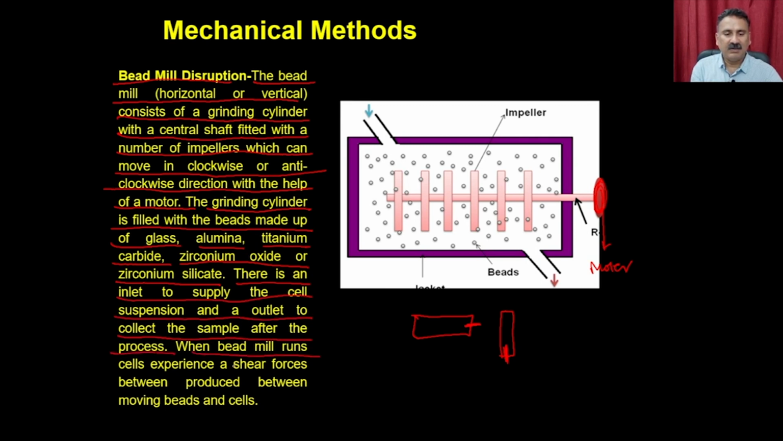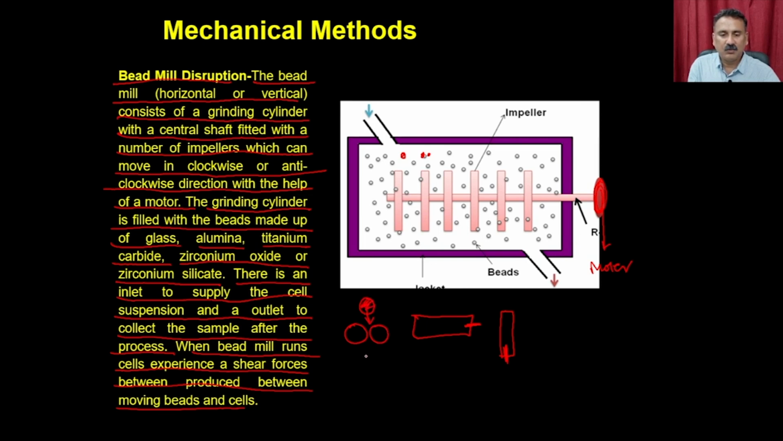When the bead mill runs, the cell experiences shear stress between the moving beads. So you are going to add the beads, and in this bead mill homogenizer you have a central shaft. This shaft is connected to the motor, and on this shaft you have the impeller. When this runs, and you have also added the beads, the beads move. You can imagine that if these two beads are moving, the cell is passing through these beads.